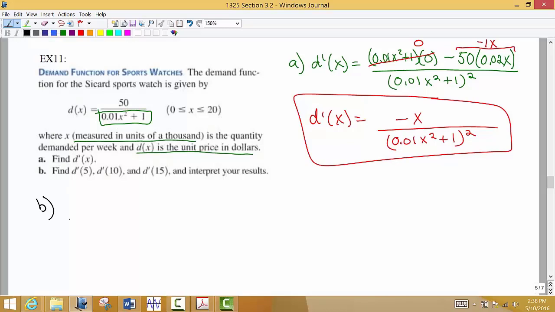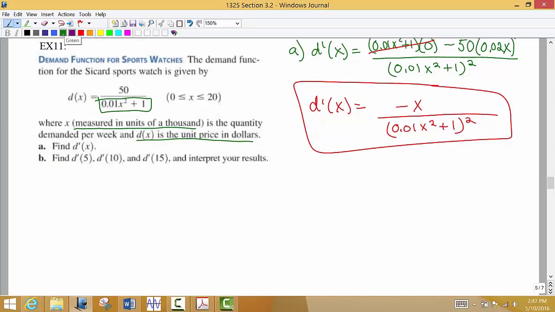Okay, so for part B, we're asked to evaluate the derivative at some particular values and interpret the results. We are asked to evaluate the derivative at different quantities. So here, if I'm plugging a 5 into the derivative, we're talking about 5,000 units being demanded, and we want to know how this affects the price. So we're looking for change in price divided by change in quantity. So we're going to plug a 5 in place of x in our derivative.